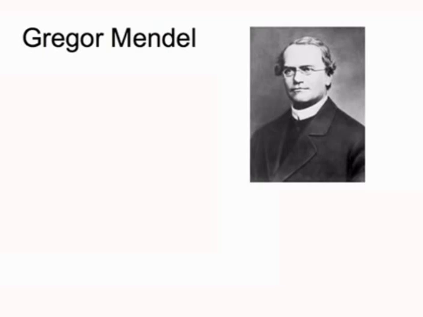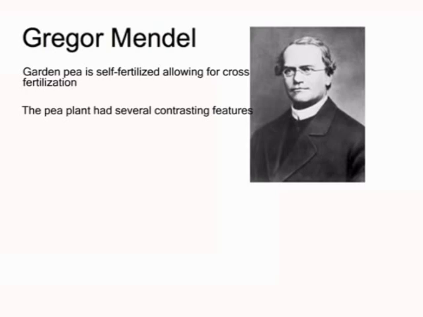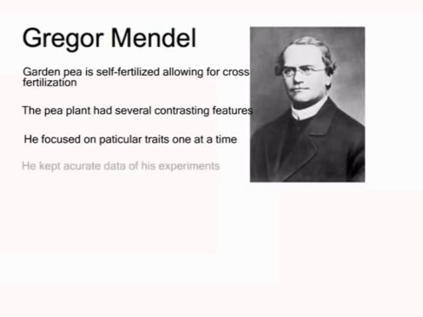First, Mendel used a very favorable material, the garden pea plant, which is normally self-fertilized, and this made it easy for him to employ cross-fertilization at will. The pea plant he used had several contrasting characteristics, that is, the color of the flowers, the height, and so on. In his study, he focused on particular traits, while those before him had been attempting to determine wholesome heredity of each organism. And also, Mendel kept accurate data on all his experiments, and from the analysis of his data, he was able to formulate definite hypotheses.